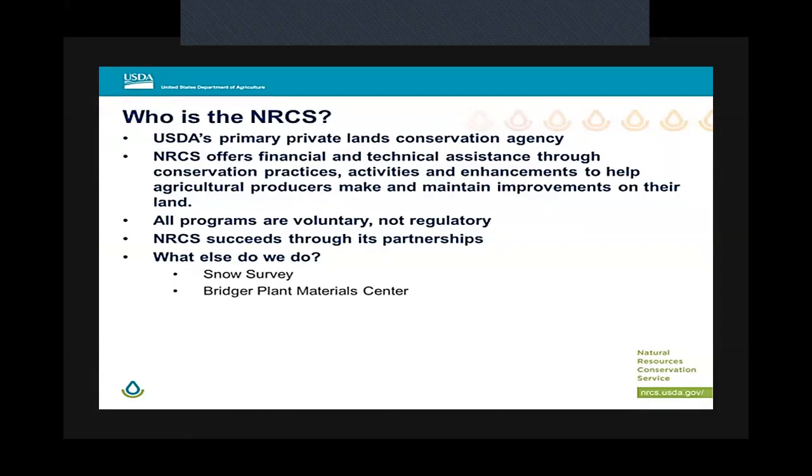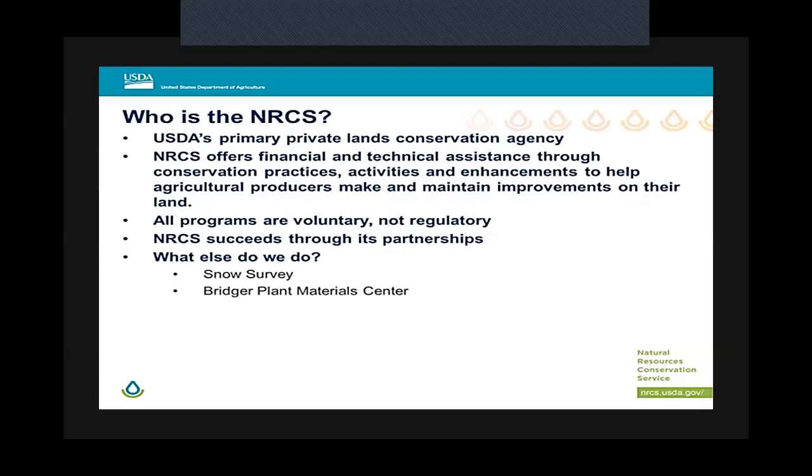NRCS, just to make sure everybody's on the same page, we are an agency under the Department of Agriculture, USDA. Our funding comes from what's commonly known as the Farm Bill. It has different titles, but about every 5 years they do a new Farm Bill. That's where our funding comes from. We are a private lands conservation agency, and we do offer financial and technical assistance to landowners. There doesn't always have to be dollars attached to what we do. We do like to get out and just provide that technical assistance.